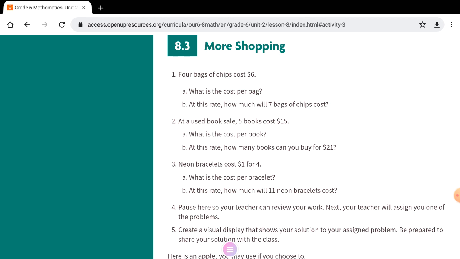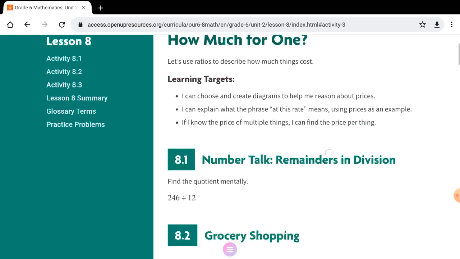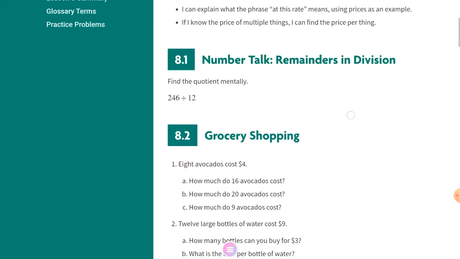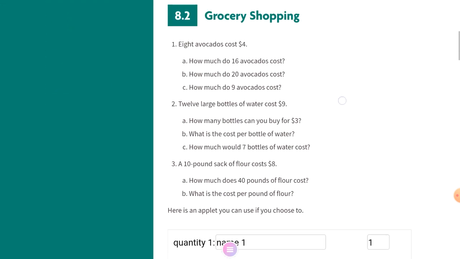Okay, look up at the top of page 62. It says, am I on page 82? Nope, I need to go back. Okay, right here.